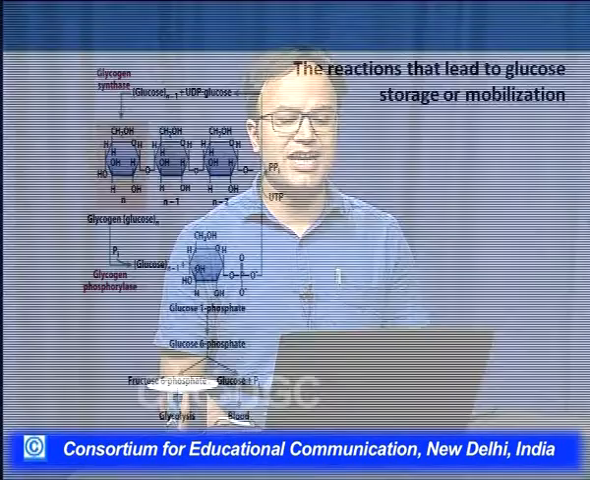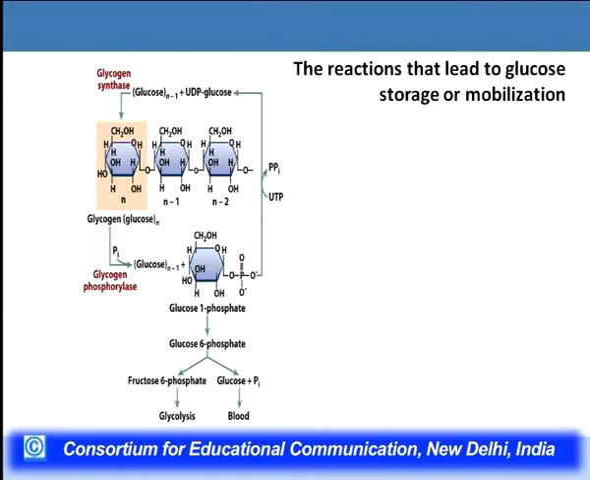So this panel shows exactly how these enzymes work in conjunction to maintain a specific level of glucose in the body. We can see glycogen synthase is the enzyme which will lead to addition of glucose subunits to the chain of glycogen, and glycogen phosphorylase is the enzyme which will break single subunits of glucose from the glycogen. This glucose will be released in the form of glucose 1-phosphate, which will later on be modified into glucose 6-phosphate, and then it will be utilized for specific purposes.